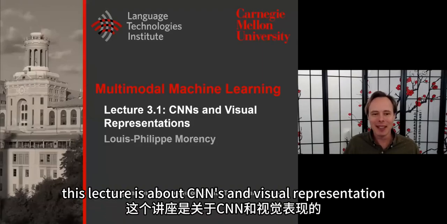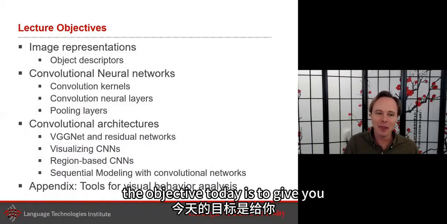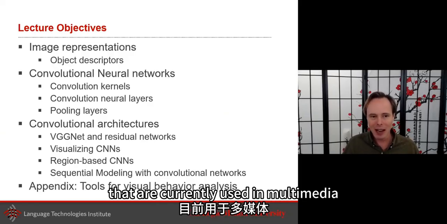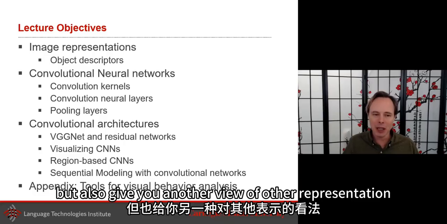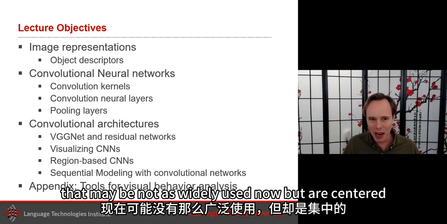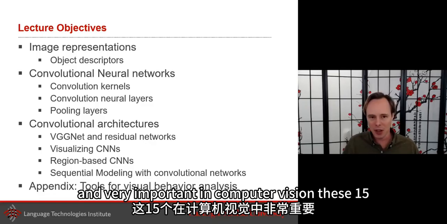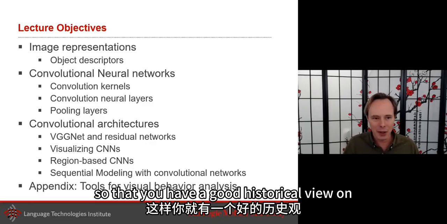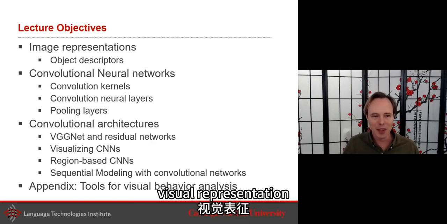This lecture is about CNNs and visual representation. The objective today is to give you an overview of the type of image representations that are currently used in multimodal, but also give you an overview of other representations that may not be as widely used now, but were centered and very important in computer vision 15, 20 years ago. So that you have a good historical view on visual representation.